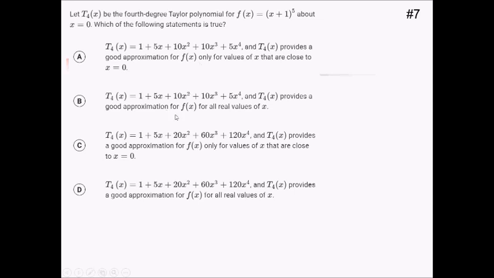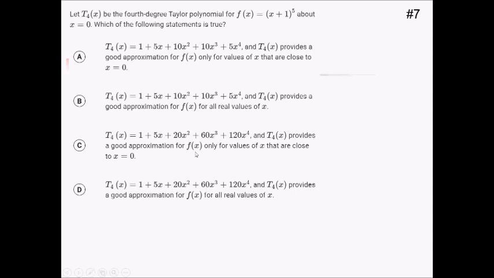And then we have this idea of whether our T4 is a good approximation for f of x at values close to 0 or for all real values of x. So I can tell you right away, since this is a polynomial rather than an entire series, that means it's only going to be good close to the center here, x equals 0, not necessarily all real values. So we can already eliminate the ones that talk about all real values, choices B and D. I mean, that's the whole point of a polynomial, is that you're approximating close to this launching off point.